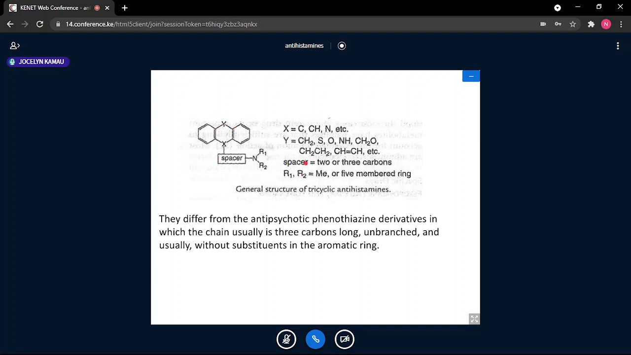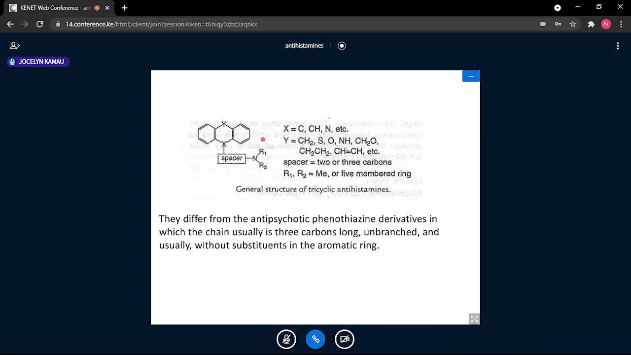The spacer we have already discussed. It can be 2 to 3 carbons. It can be 3, like in trimeprazine. It can be 2, like in promethazine, with retention of activity. R1 and R2 can be methyl. So this one can be methyl, or they can be part of a heterocyclic ring, again with retention of activity.